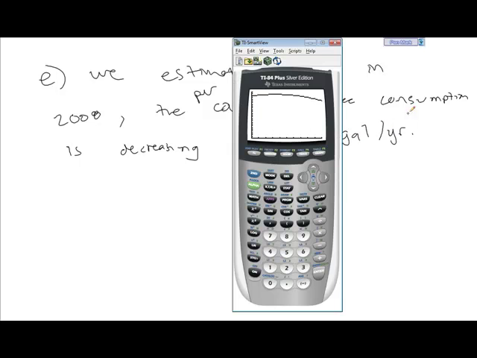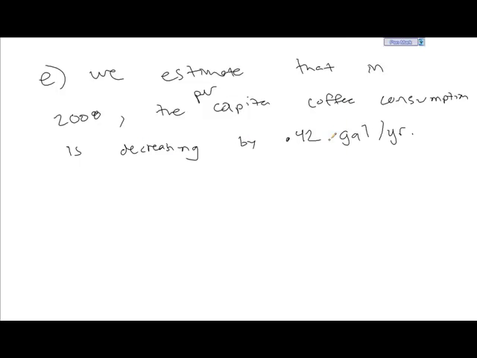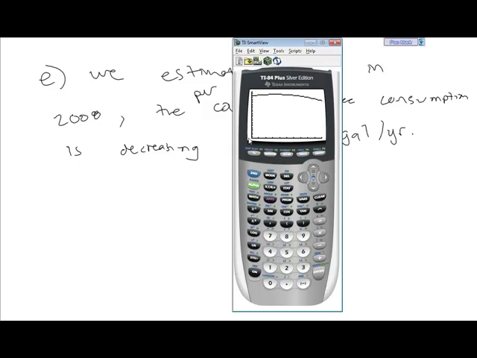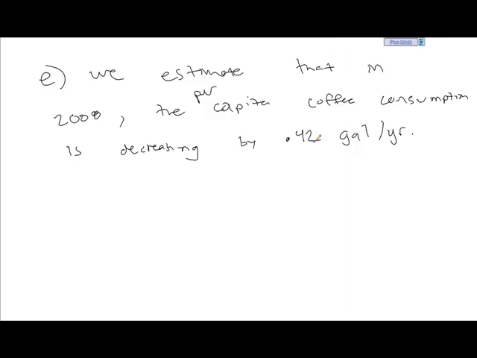Now, one thing to keep in mind is, will it always be decreasing at 0.42 gallons per year? No, not according to this model. It looks like the actual decrease is not constant. It looks like it's going to start dropping at a faster and faster rate based on the data that we have available. So this is just an estimate of what's happening as a snapshot at that moment in time.